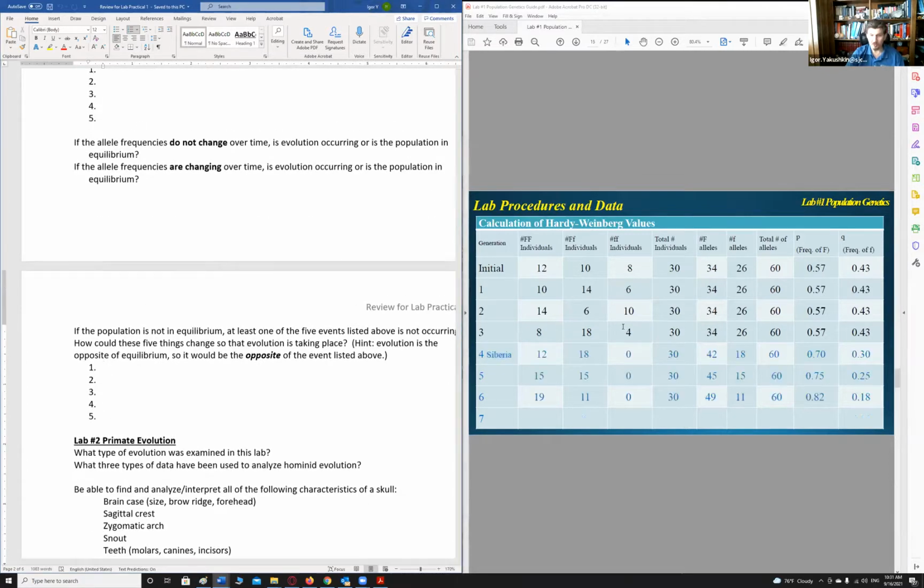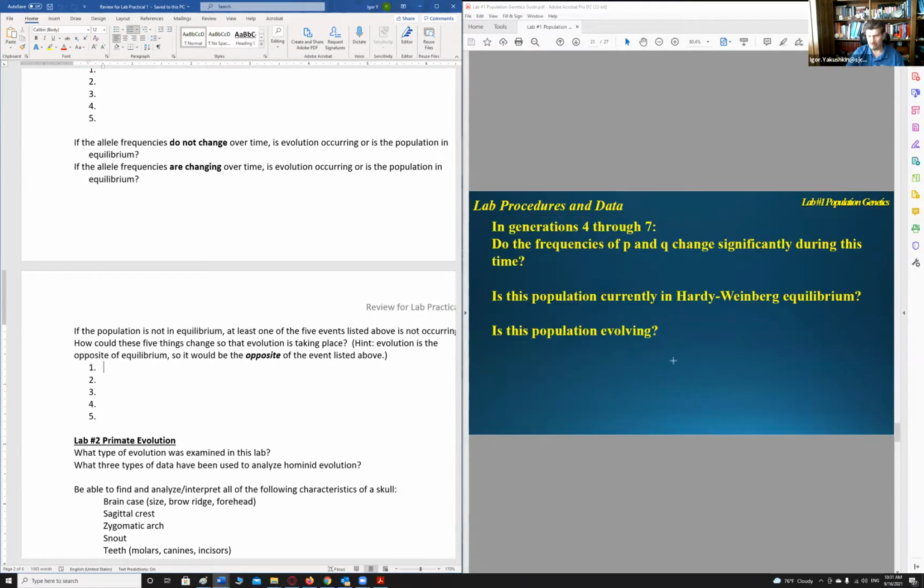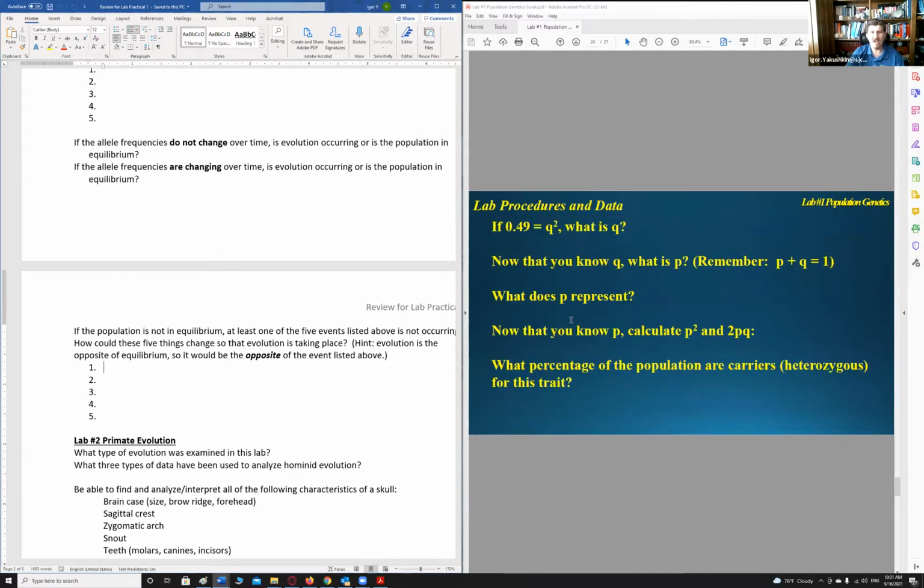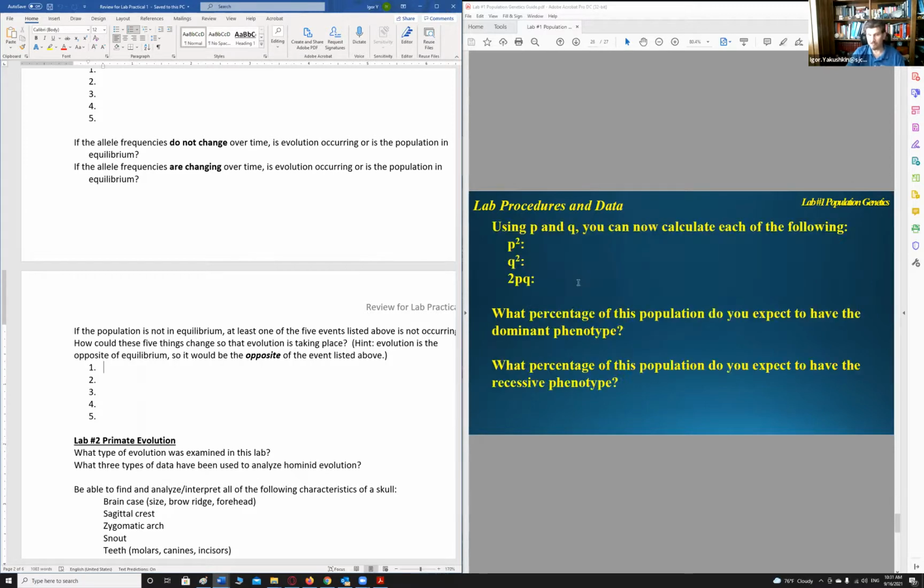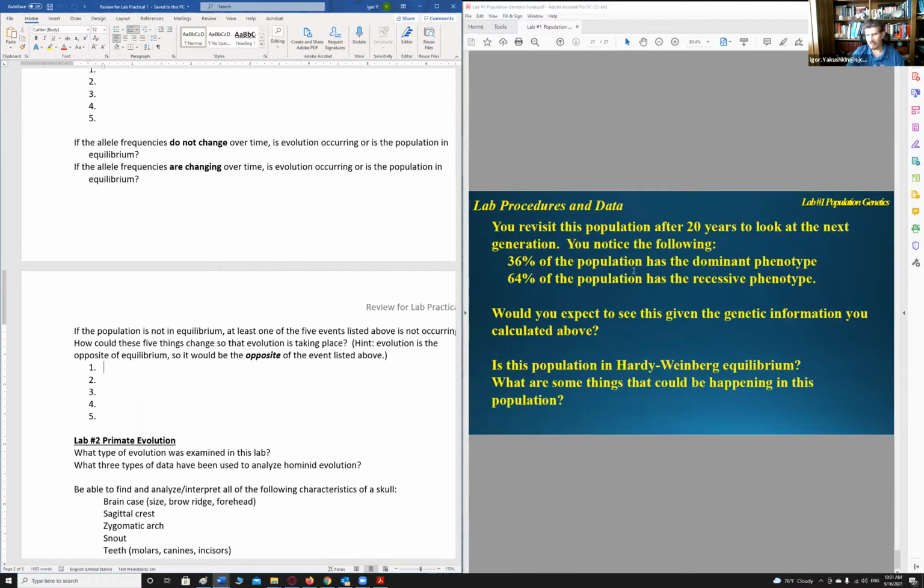And make sure that you will be able to answer the post-lab questions. And remember, we had those particular problems. If q squared is 0.49, can you find the p? Can you find the q? Can you find the 2pq or anything like that? And then the percentages. Remember, we did that part. So here, something like that.